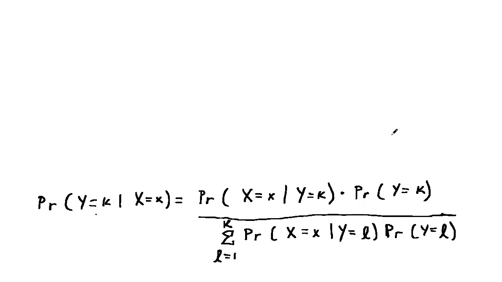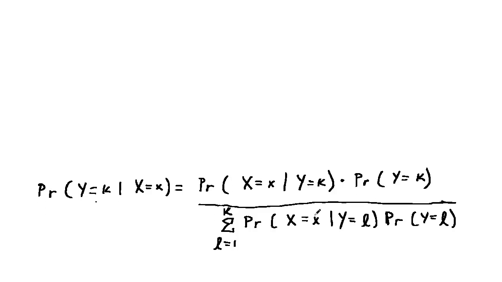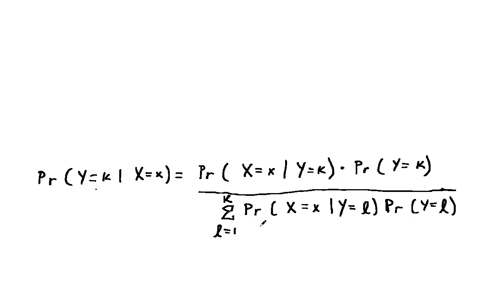Now, by Bayes' rule, the probability that y equals k given x equals little x is equal to this: the probability that x equals x given y equals k, times the probability that y equals k, divided by this sum. Okay, and here l ranges from 1 through big K. Here we assume that little k can take on the values 1 through big K.